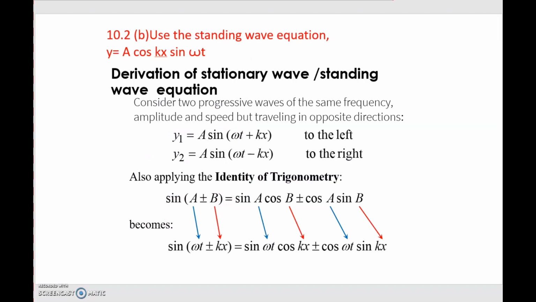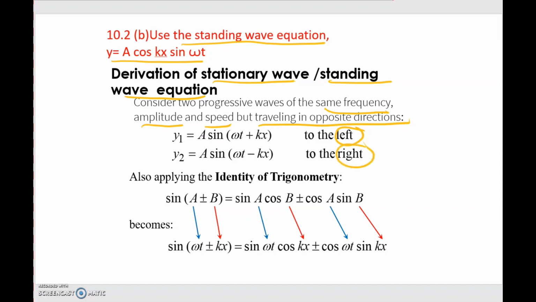So this is 10.2b. You have to use the standing wave equation where y is equal to a cos kx sin omega t. So this is the derivation for standing wave or stationary wave equation. So what is standing wave? Standing wave is the summation of the two progressive waves that have same frequency, same amplitude and speed, but traveling in opposite direction. The first one is to the left and the second one is to the right.